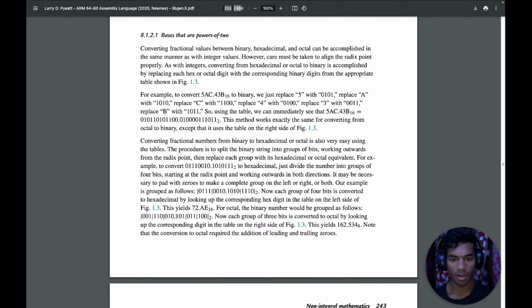For the octal, binary would be grouped as follows. This is 5, this is 3, this is 4, this is 2, this is 6, and this is 1. So 162.534. Now each group of 3 bits is converted to octal by looking up the corresponding digit in the table on the right, but we do not need the table. We can calculate on the fly. This yields this. Note that the conversion to octal required the addition of leading and trailing zeros.